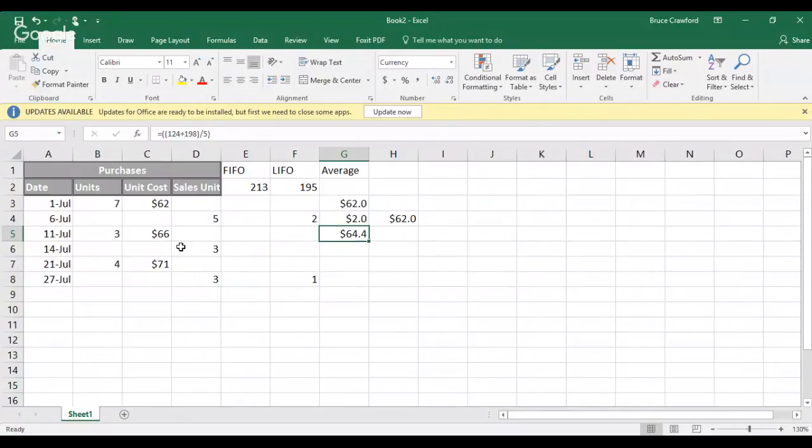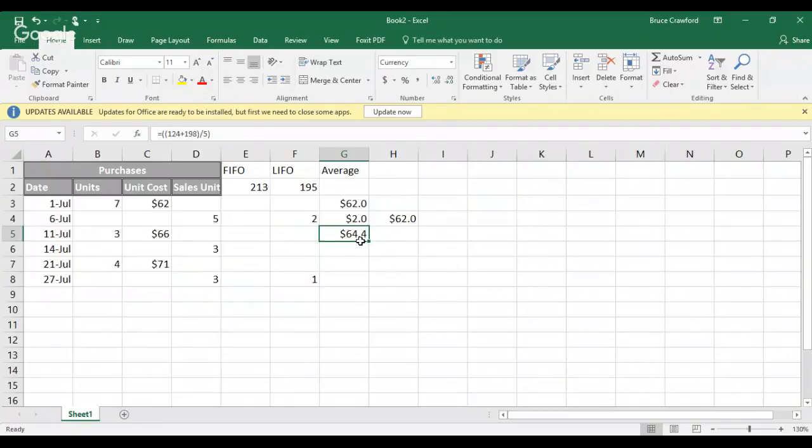So we want to divide the cost by the units. Okay. And this is set to 1 decimal, so it just showed up as 0 because it was less than 1. What does this tell us? This shows us that there are currently 5 units in inventory, right? There's 2 left over from this purchase, from the 7 at $62. There's 2 left over there, and we just bought 3 more.